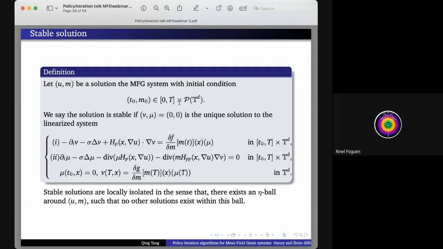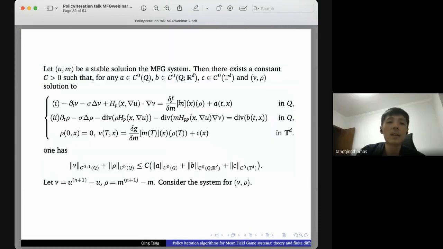Okay, thank you. And so if U, M is a stable solution to the MFG system, then one can get the following estimate. This was not shown by me. It was from the paper of Briani and Cardaliaguet. I'll be using this estimate. These are estimates for some kind of linearized system.